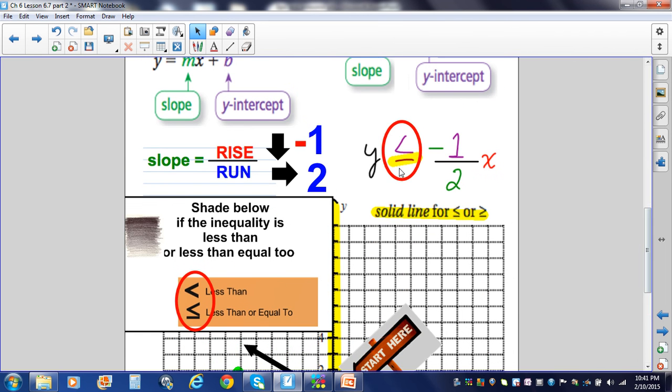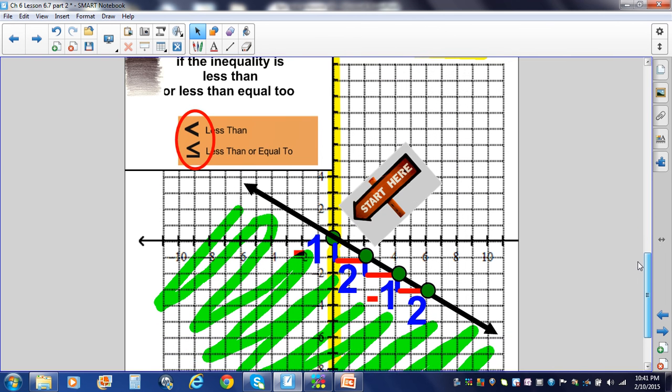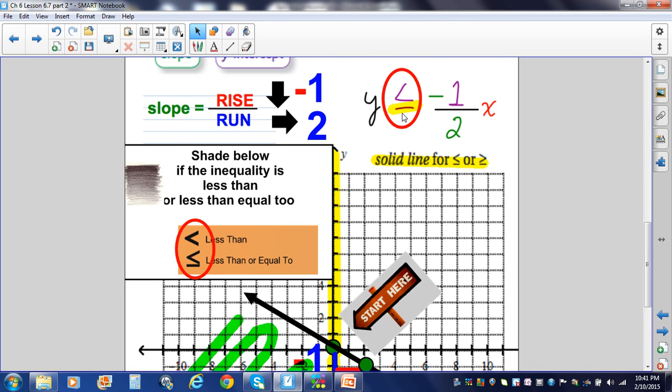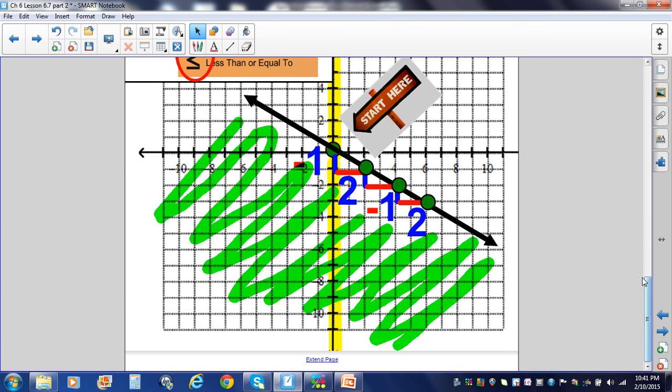I'm going to go back and notice that this has an equal to sign underneath the inequality, so it's going to be a solid line. The last thing I have to do, make my determination. I'm going to shade below the line because it is less than or equal to. So I shade below. Follow those steps on the EOC and you will look as good as the 2014 NBA champion San Antonio Spurs.